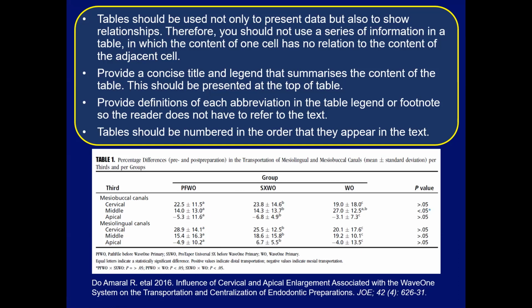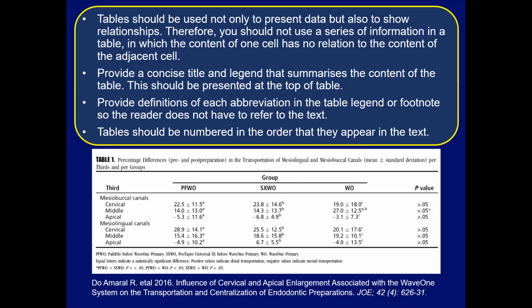Provide definitions of each abbreviation in the table, in the legends or footnotes, so the reader does not have to refer to the text. This is the point. If you don't explain it here, I always need to go back to the text, and this is annoying to some of the readers.